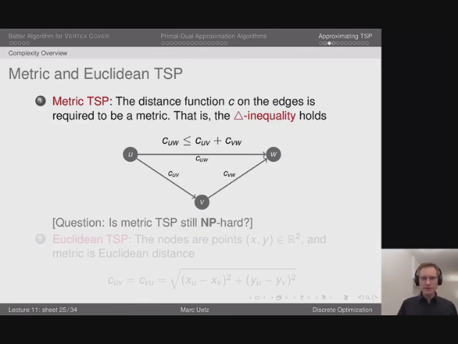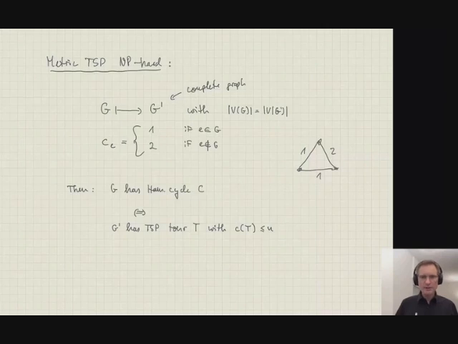But the answer is yes. We can just use exactly the same reduction that we used before with a little modification. So we still take the Hamiltonian cycle problem here on the left-hand side, so an arbitrary undirected graph. We map it to a complete graph with the same number of vertices. And now we define the cost function just like before to be 1 if the original edge existed in the graph. So for any edge in G, the cost will be 1. For any non-edge in G, the cost will be 2, so 1 more.